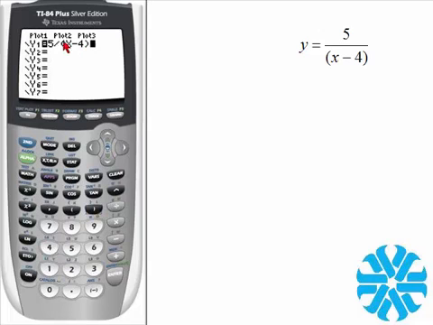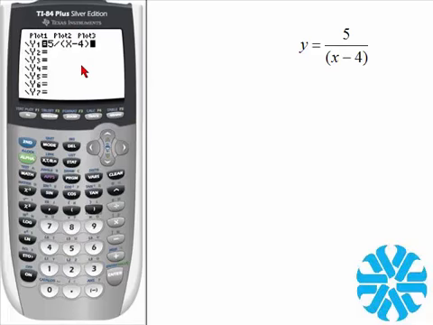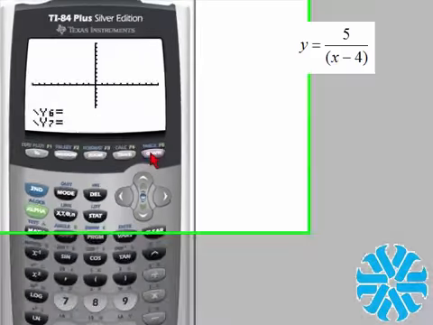We needed to use the grouping symbols here in the denominator because if we did not, the calculator would interpret that a completely different way. This says 5 divided by this quantity. If we left off the grouping symbols, the calculator always uses order of operations. So the way it's going to interpret this without the parentheses, it's going to take 5 divided by x and then subtract 4 from that. So it's very important that you use the grouping symbols here in the denominator. Alright, so let's go ahead and hit graph.